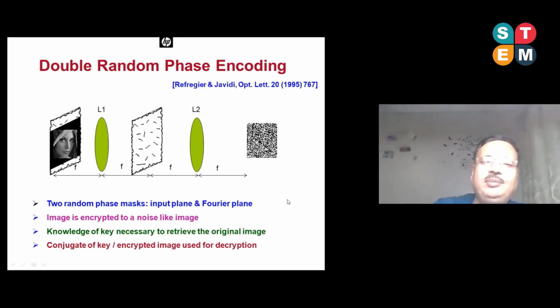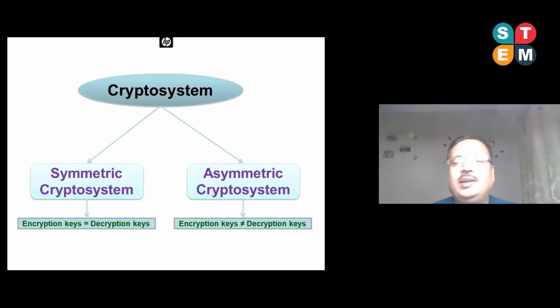And for retrieving, we have to retrace the whole path, and we can get back the original image. Now, this kind of cryptography, in which we need to use two random phase masks, and both the random phase masks are needed for retrieval of the data, is a kind of symmetric crypto system. So the encryption key and the decryption key are the same. So we came up with another idea, what we call the asymmetric crypto system.